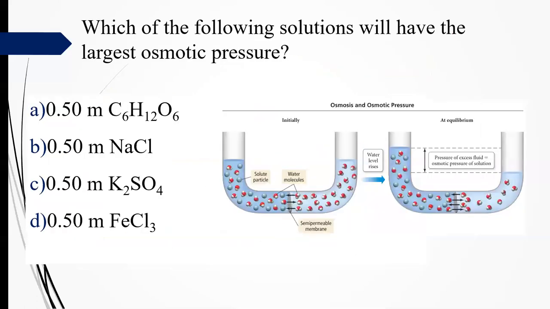You can do the same thing on this one, thinking about which one will have the largest osmotic pressure. Now, since they all have the same concentration, what it's really asking is which one is going to have the highest Van't Hoff factor. And that should be our FeCl3.